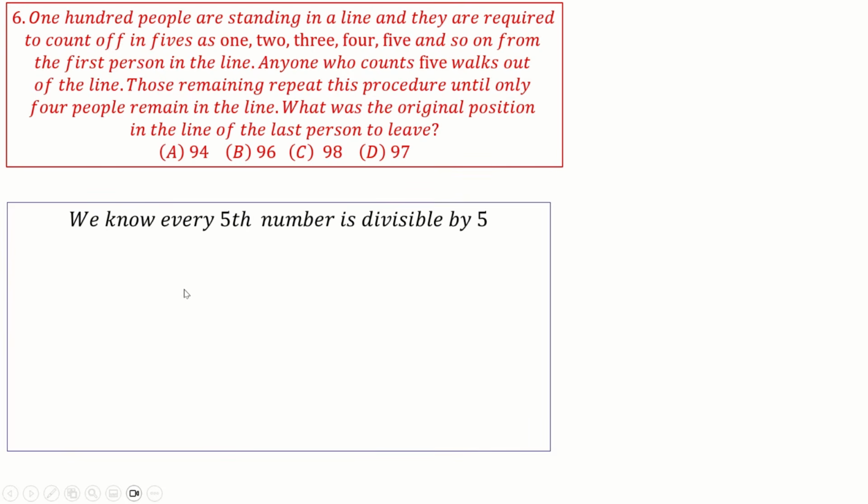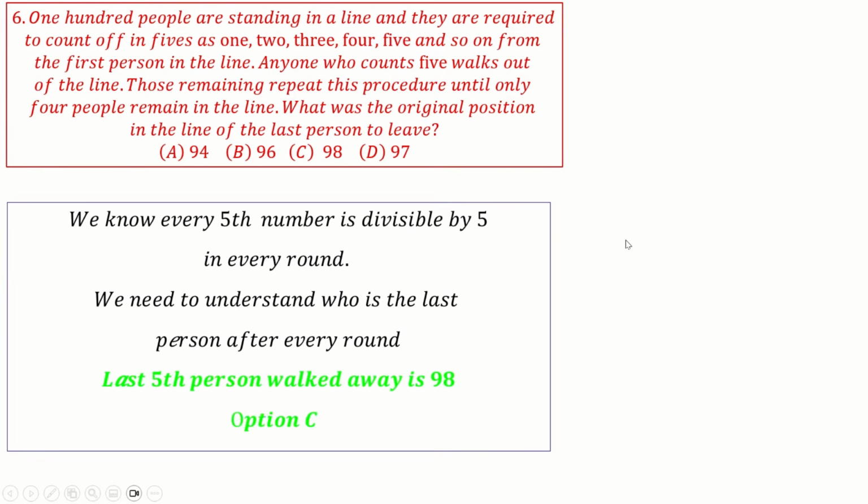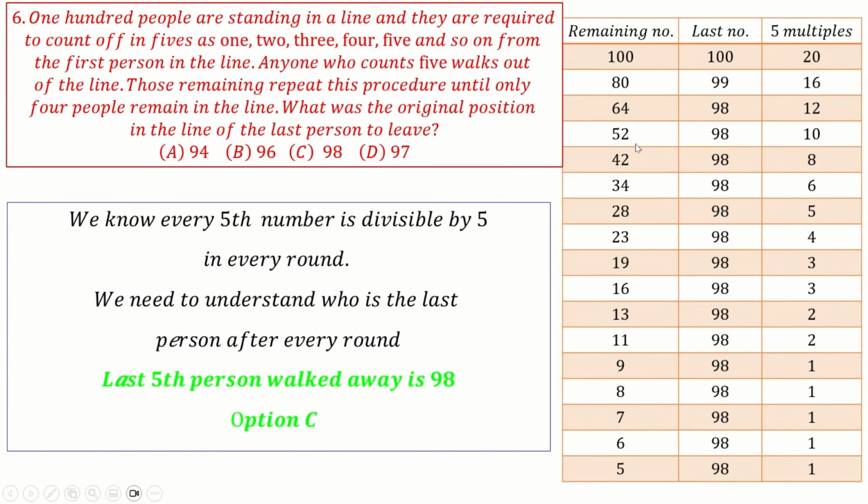So this is how we should do it. We know every fifth person has a number divisible by 5, correct? In every round. So we need to understand who is the last person after every round. That's all we need. That means you make a table. The table is here.